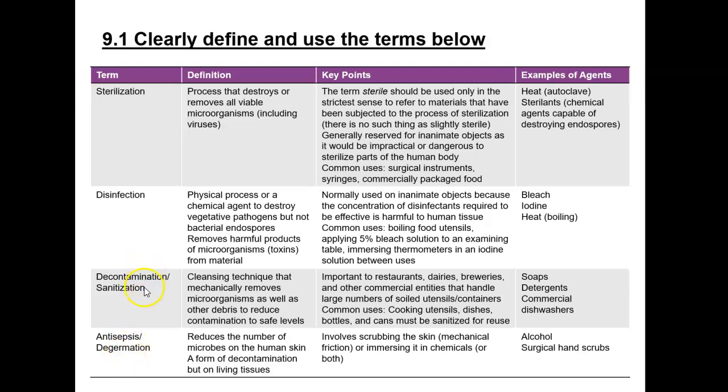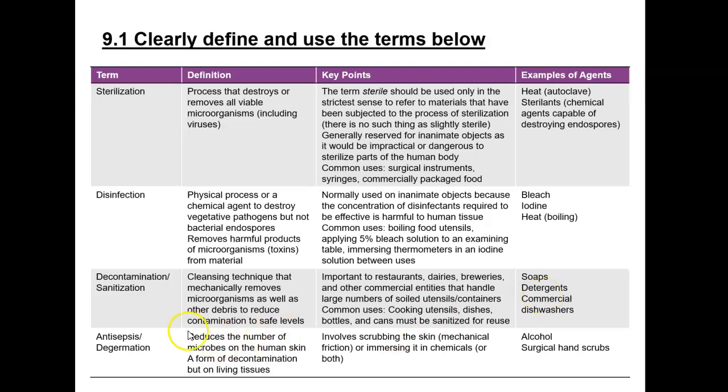antisepsis or degerming. And then the last term we have is decontamination or sanitization. You kind of call that like cleaning. It's just some technique where you're going to clean the surface of something. It's a term that's used frequently commercially. So decontamination or sanitization is a cleansing technique that mechanically removes microorganisms. So if you look up here, we used bleach, that's a chemical. But with decontamination or sanitization, we're going to mechanically remove microorganisms, and that usually means washing it with soap or detergent.